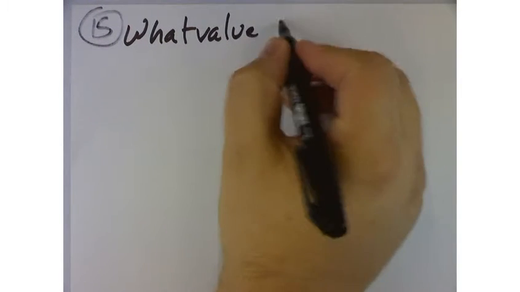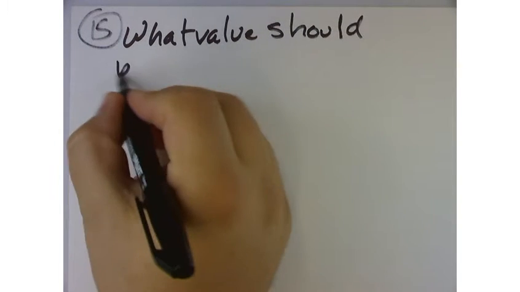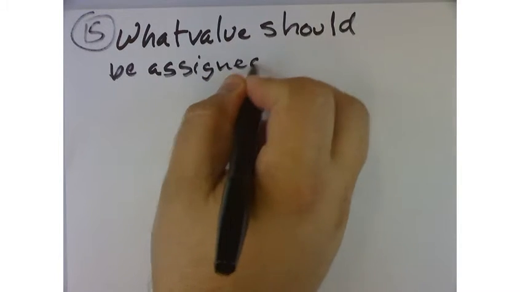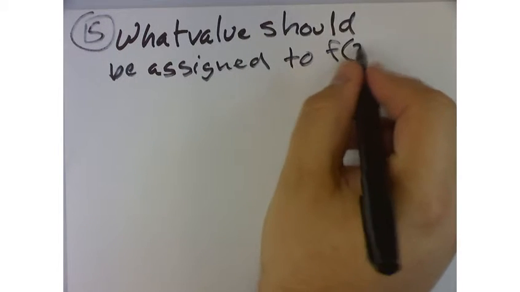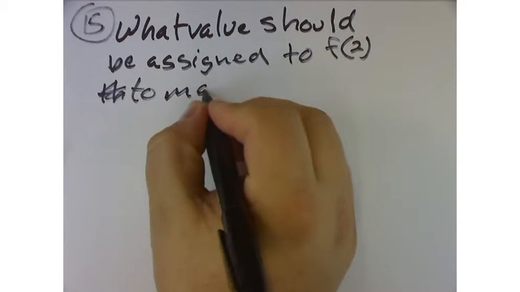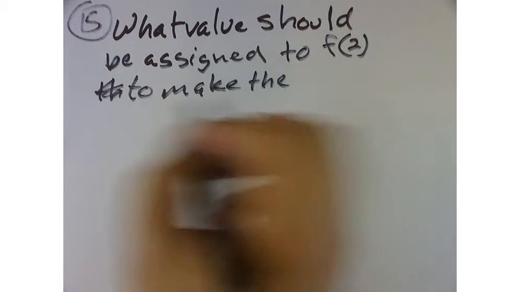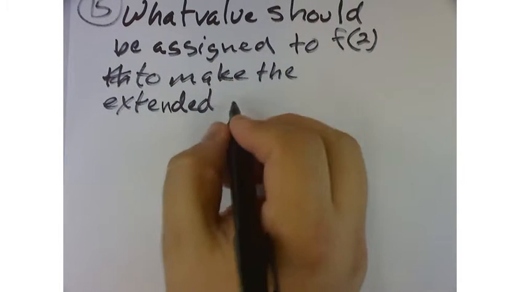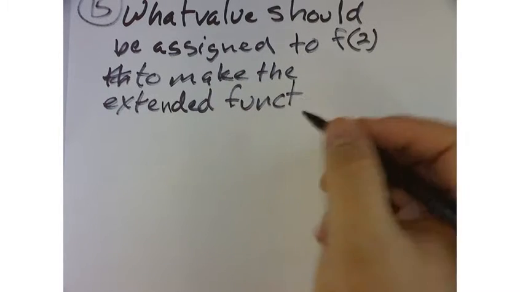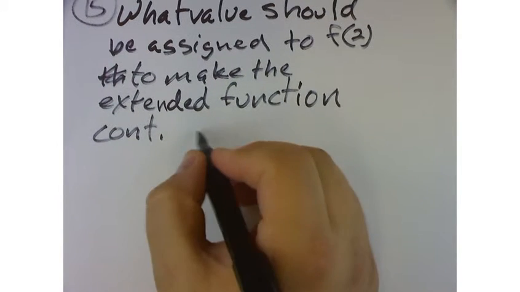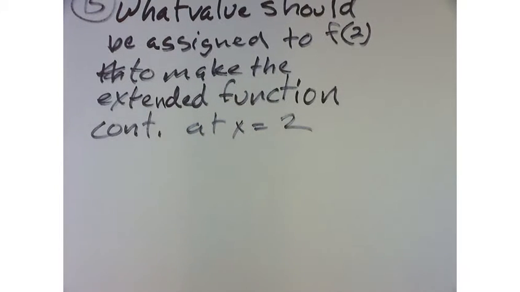Question number 15 says, what value should be assigned to f of 2 to make the extended function continuous at x equals 2? And I'm just going to put the picture of the function up here.